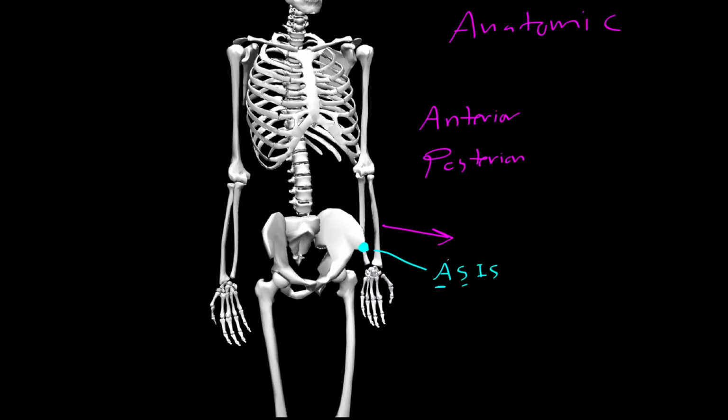There's another one. This is technically the left anterior superior iliac spine. And the right one, of course, is over here. By the way, I should note, this is the most basic thing possible. But when we're talking about left and right, we mean the patient's left and right.